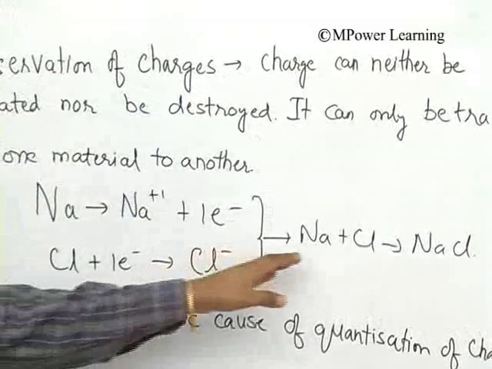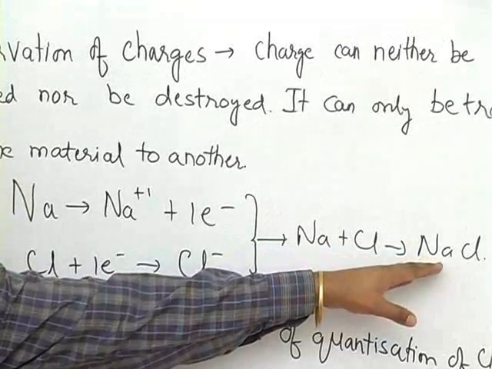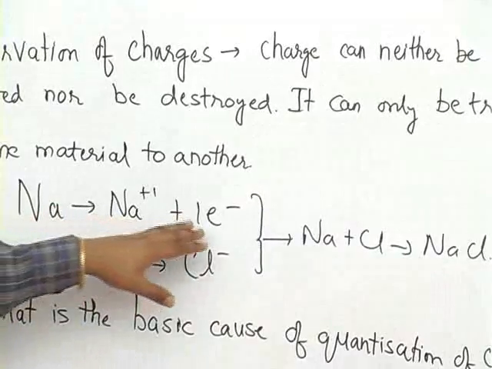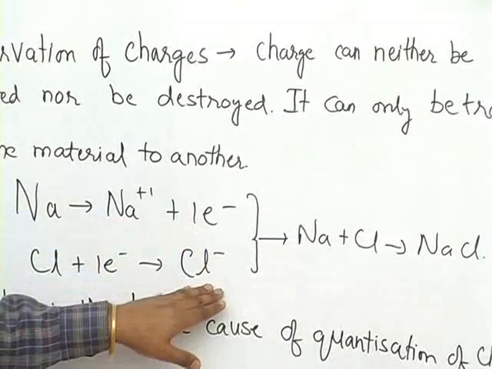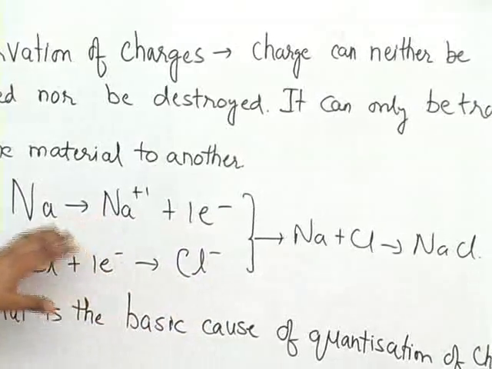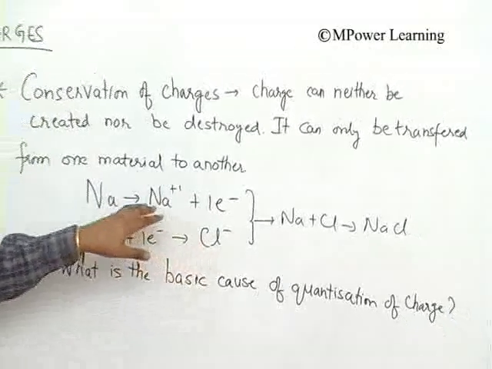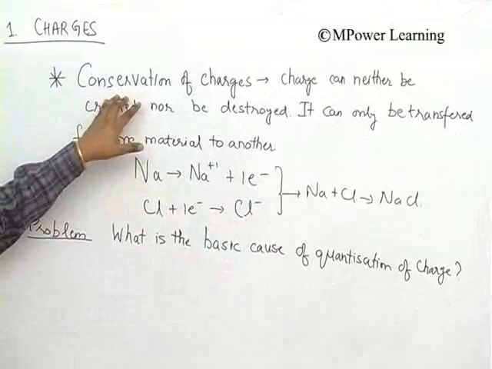We know that sodium Na and chlorine Cl, they combine to form an ionic compound called NaCl. In this reaction, actually Na loses one electron and becomes +1 charged. Cl gains one electron and becomes negatively charged. So charge is neither created nor destroyed. It is only transferred from sodium to chlorine, and chlorine becomes negatively charged while sodium becomes positively charged. So this is a very good example of the law of conservation of charges.